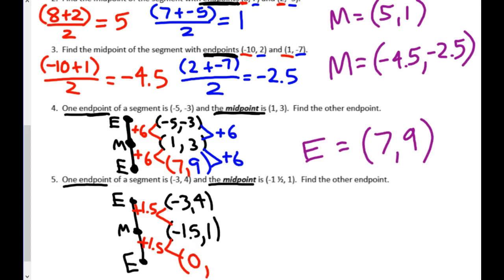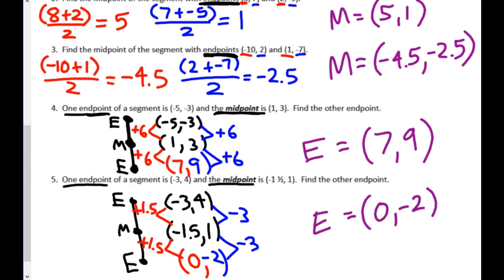On the y side, I'm going from 4 down to 1. So 3 is the right number, but it's going to be minus sign 3 this time, okay? Okay, so since I'm subtracting 3, again, 1 minus 3 is -2. So, how do we write our final answer? The endpoint equals 0, -2, okay?